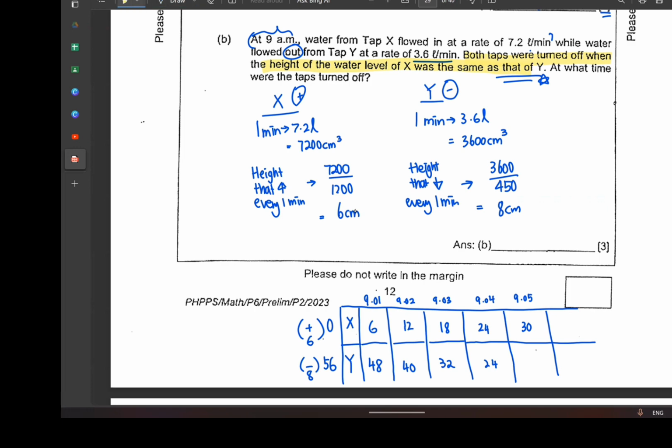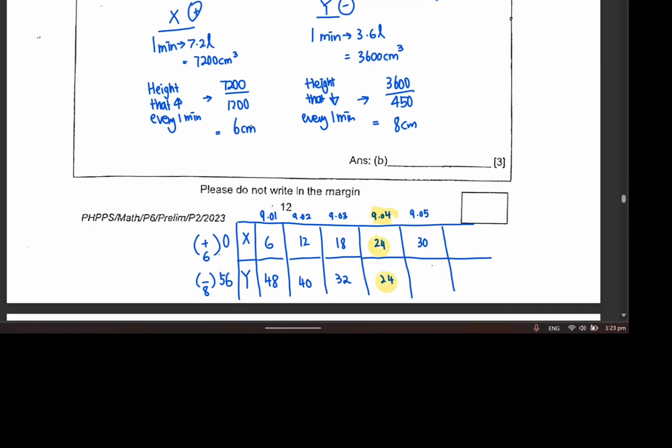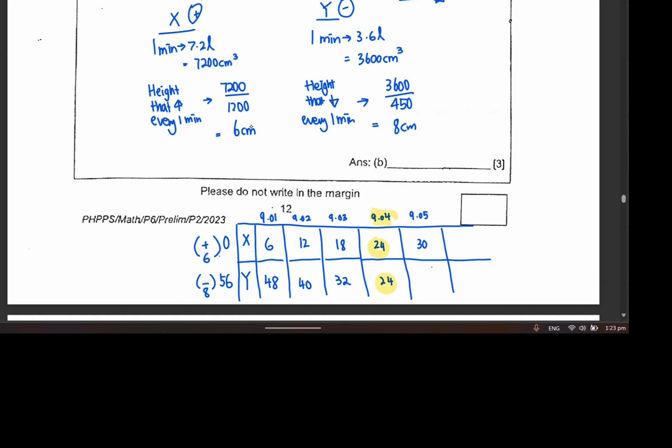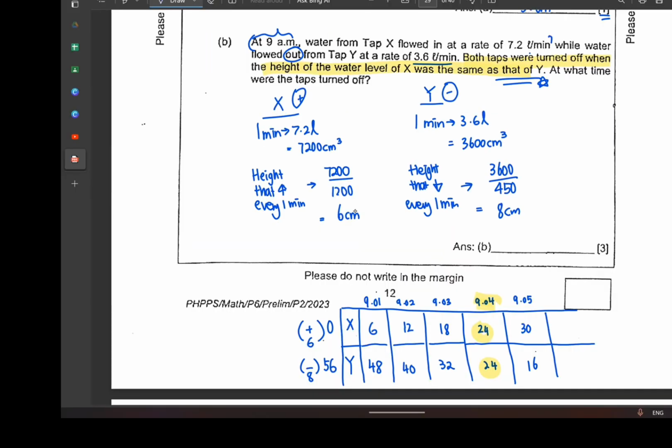You can see at the 9:04 mark, the height of both tanks are the same. Then if you want to double confirm, you can see at 9:05 a.m., Y will now only have 16 cm as the height. So therefore your answer, the question says, at what time will the taps turn off? Your answer has to be 9:04 a.m.